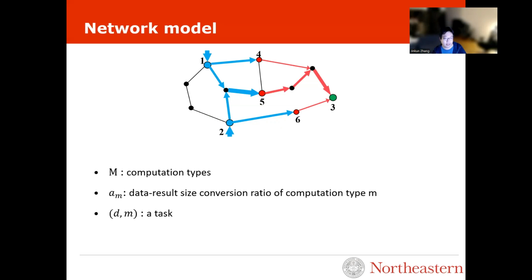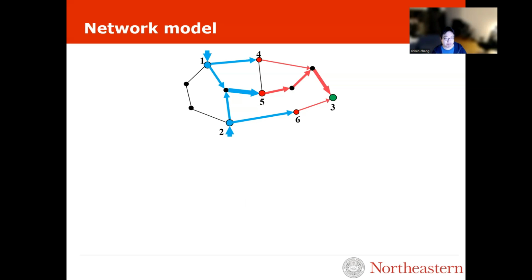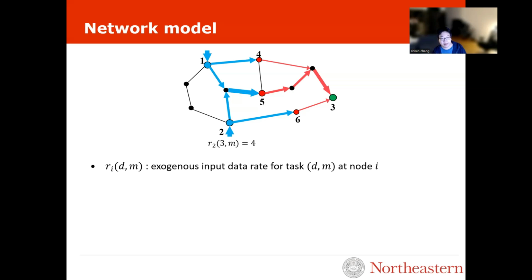And we use a pair (d, m) to denote a task. Here d is the destination node and m is the computation type. So here this task is denoted by (3, m). And next we're going to quantify these amounts. First we use r_i(d,m) for the data input rate of task (d,m) at node i. For example, here we have r_2(3,m) equals 4. This rate could be in bits per second, blocks per second, etc.